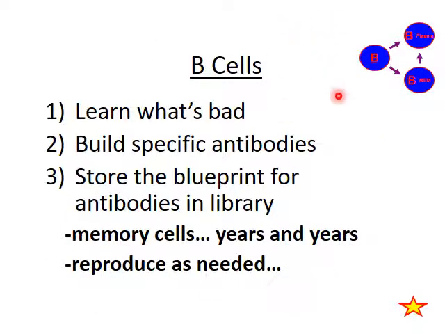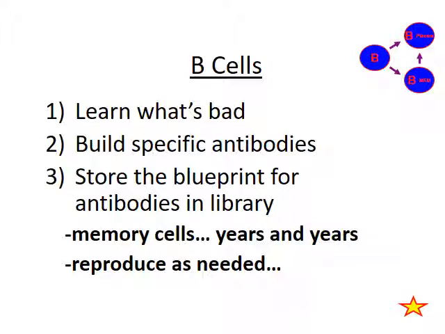So our B cells, lots of different B cells. Like the T cells, they learn what's bad. In their case, they're going to build specific antibodies to the antigens that they learn about, and they'll store the blueprint for those antibodies in the library. Their job is to make those antibodies.